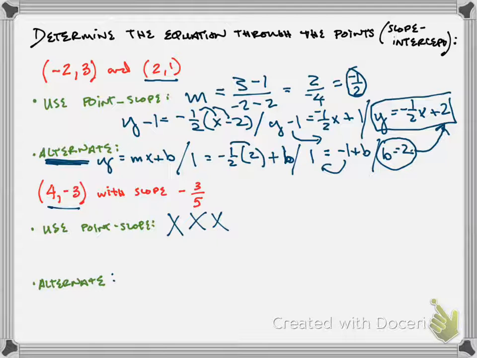And I'll say y is equal to mx plus b. So I'll substitute for what I know. Well, I know y, negative 3. I know m, negative 3/5. And I know x, positive 4. I can solve for b and put b into the equation.